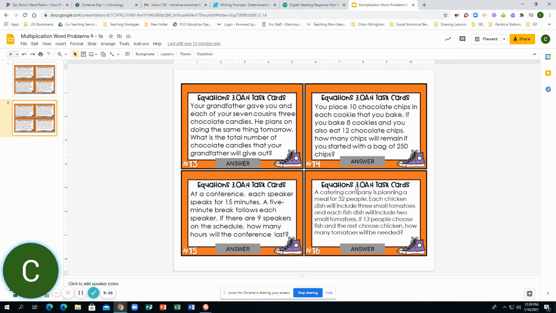Oh my goodness, we're to the last one. You're doing great. A catering company is planning a meal for 32 people. Each chicken dish will include 3 small tomatoes, and each fish dish will include 2 small tomatoes. If 13 people choose fish and the rest choose chicken, how many tomatoes will be needed? That's your challenge problem. See if you can do that one all by yourself. We will review a couple of these in class as well. These were super tricky. You guys did great.